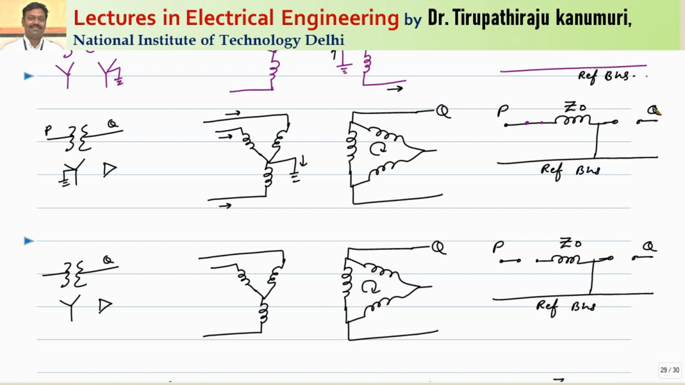You agree with me? So in that case, your P, that means your supply, will not supply the zero sequence component of current, but the zero sequence component required for the secondary side, because the secondary is star connected, will be supplied by the circulating currents in this delta.